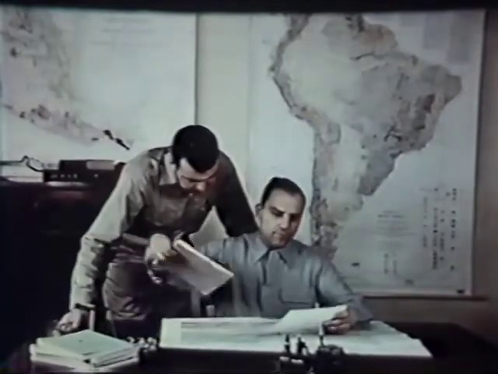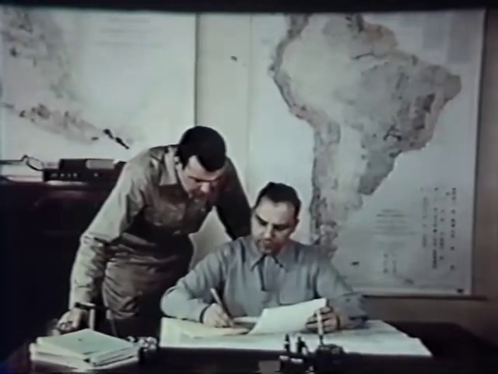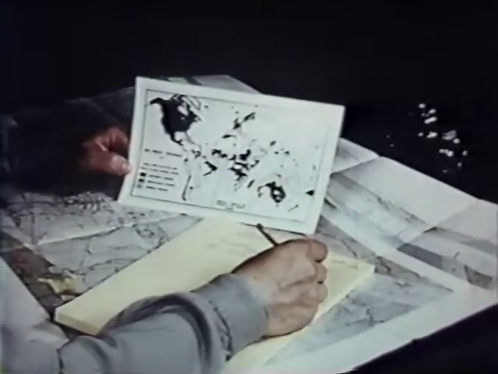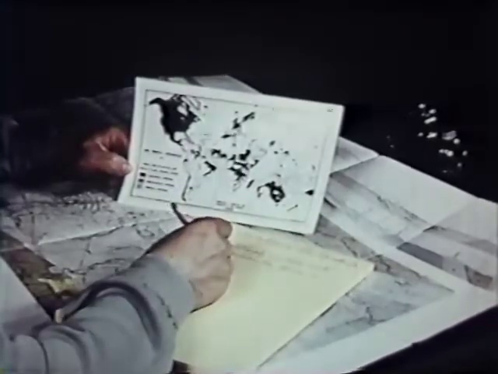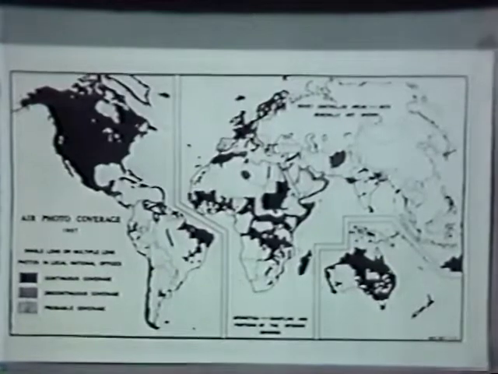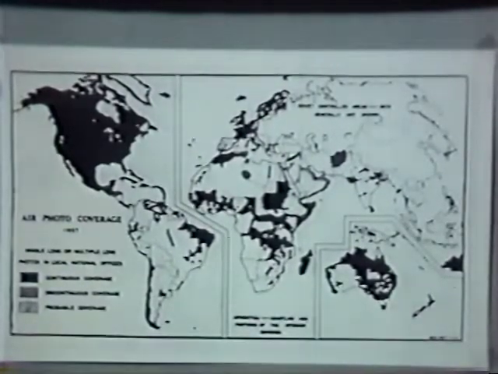Fortunately, much of the Earth's land surface has already been photographed from the air. Ordinarily, copies of available aerial photographs can be obtained at nominal cost from the agency of government or private firm that has custody of the aerial negatives. This map shows the worldwide extent of aerial photography as of 1957. Other maps and reports may be obtained that contain the results of airborne magnetometry and scintillometry surveys.